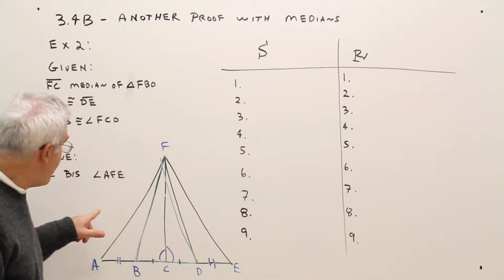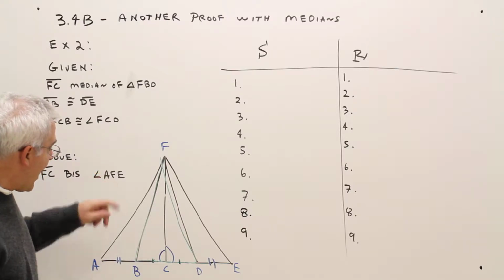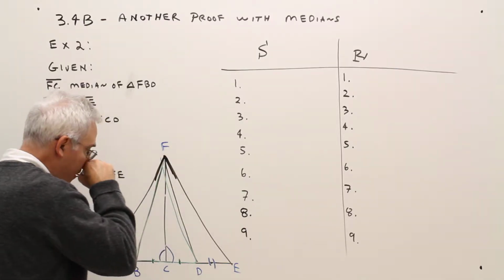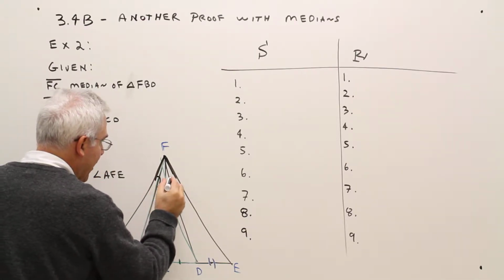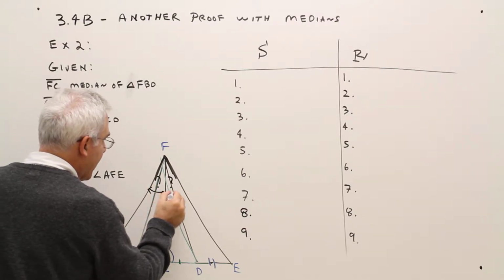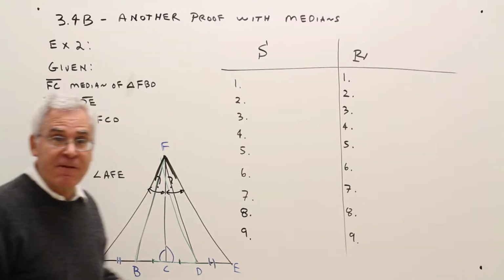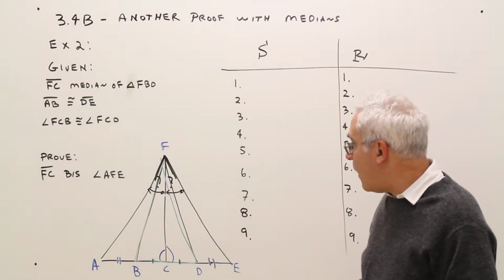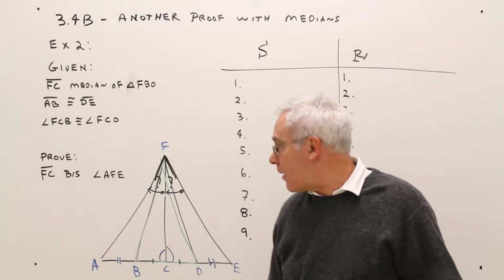I'm trying to prove that FC bisects angle AFE. That's the big angle. So what I'm going to try to do is get this angle here to be congruent to that angle there. Okay, so again, AFE is that big angle. All right, well, so this is the hard part. Which triangles you want to get congruent?